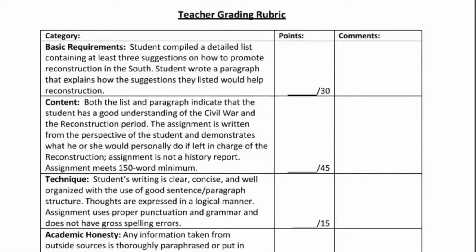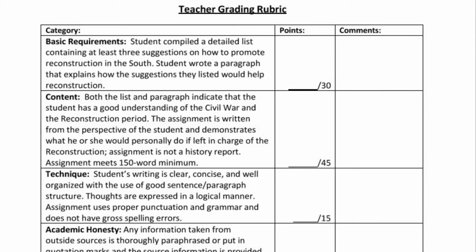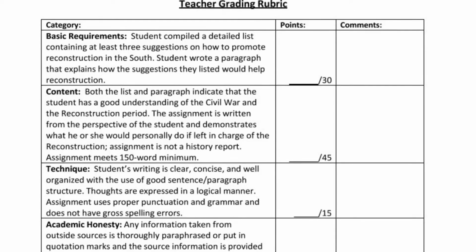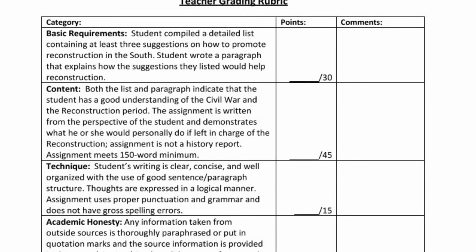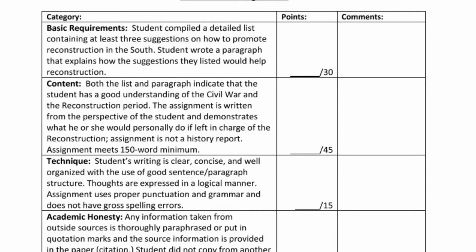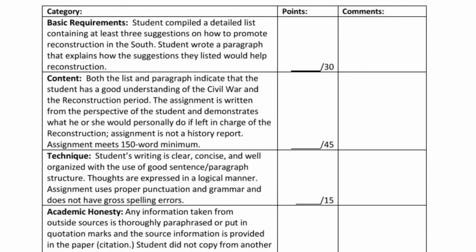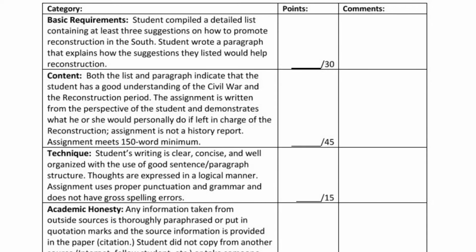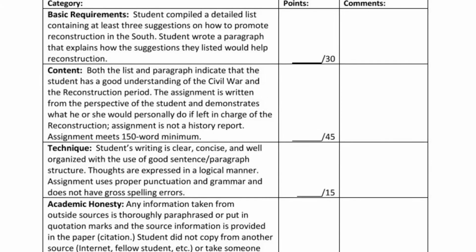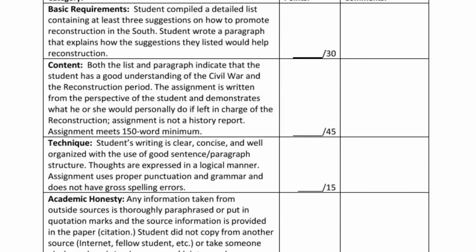As always, you need to pull up the student grading rubric, which is located just below the directions for the assignment. And if you will look at the category basic requirements, it says the student compiled a detailed list containing at least 3 suggestions on how to promote Reconstruction in the South. The student wrote a paragraph that explains how the suggestions they listed would help Reconstruction. Under content, it says both the list and paragraph indicate that the student has a good understanding of the Civil War and the Reconstruction period.